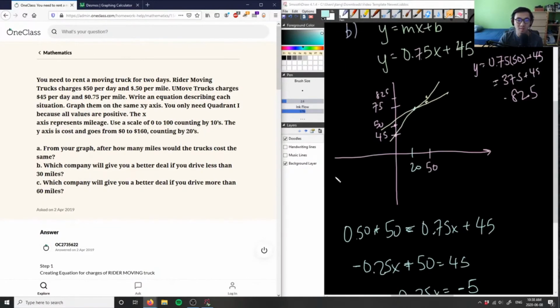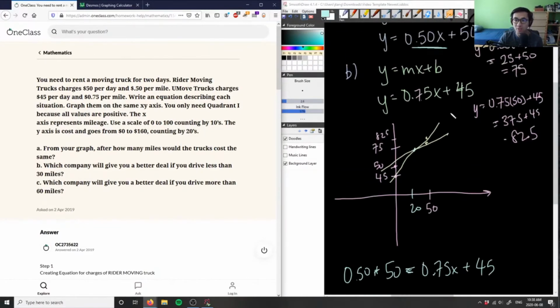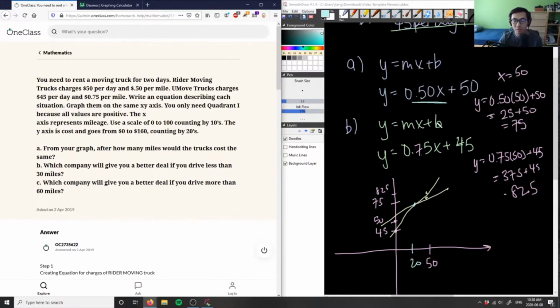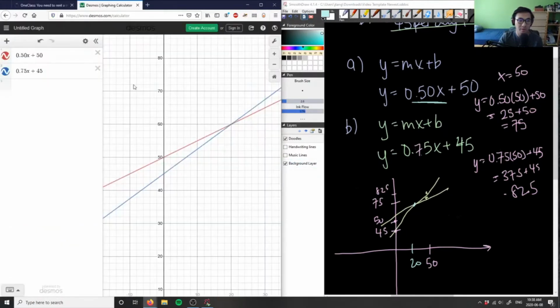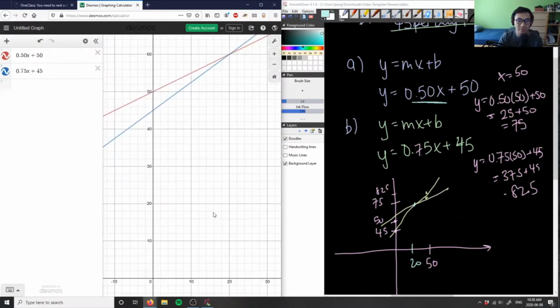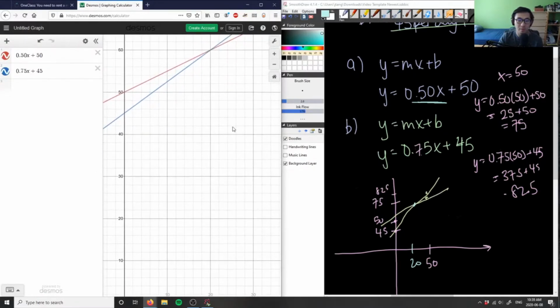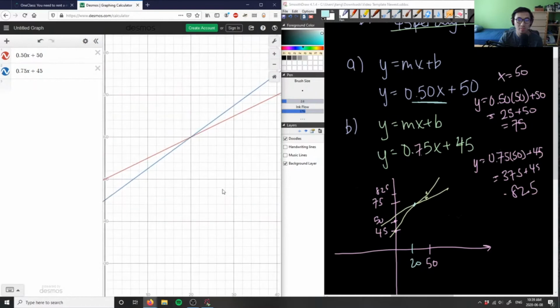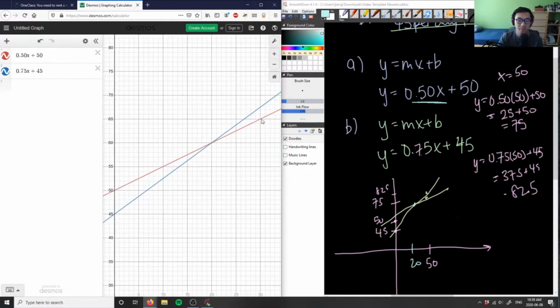And we can actually plug this in. We can plug in 30 for X here to figure out which one would cost more. But we could also look at the graph here. So let's look at the graph here for B and C. Which company will give you a better deal if you drive less than 30 miles? So let's look at our X values here, and let's say we're driving less than 30. So this here is the 30 line for both.